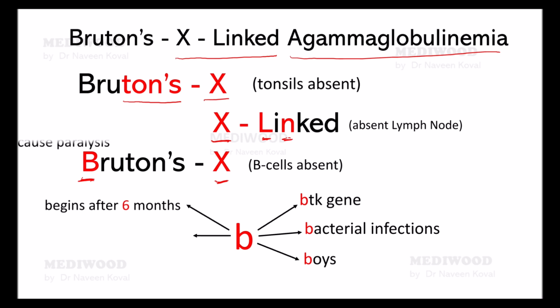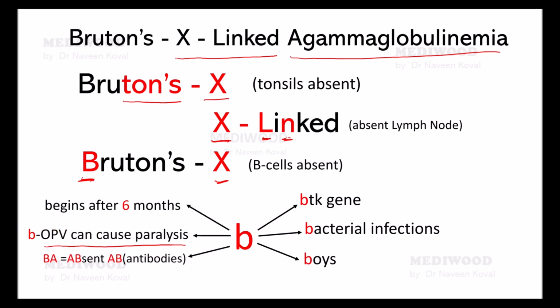Another B also means one important point that you have to remember: when you give an OPV to children suffering from Bruton's X-linked agammaglobulinemia, there is a chance that the child may go into paralysis. So if you find in the MCQ that a child comes to you with a history of paralysis after intake of live OPV, that is an oral OPV, a bivalent OPV, then you have to think of Bruton's X-linked agammaglobulinemia. And the final point will be the absence of antibodies that you already know. So these are the most important points that you have to remember about Bruton's X-linked agammaglobulinemia.